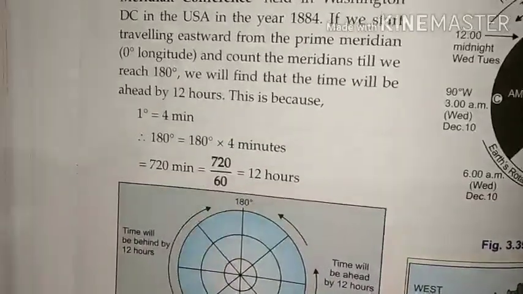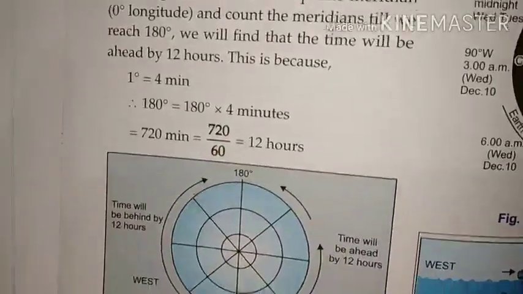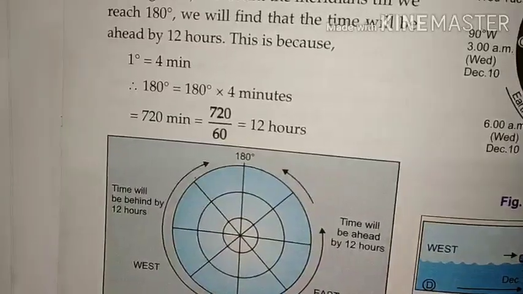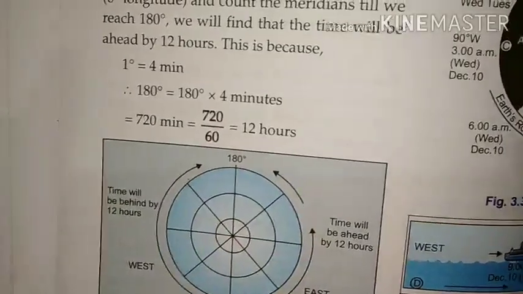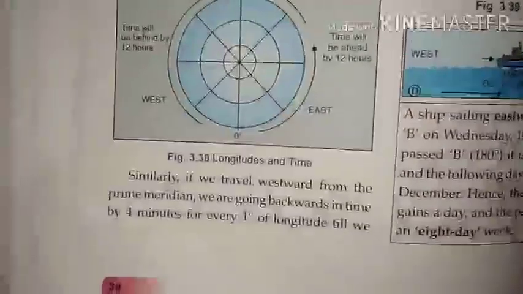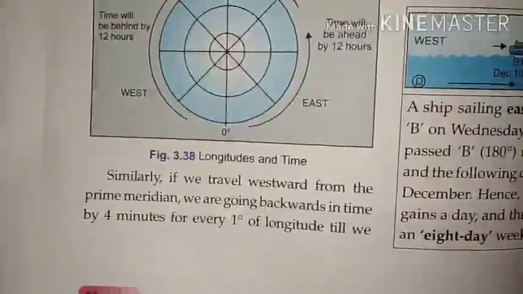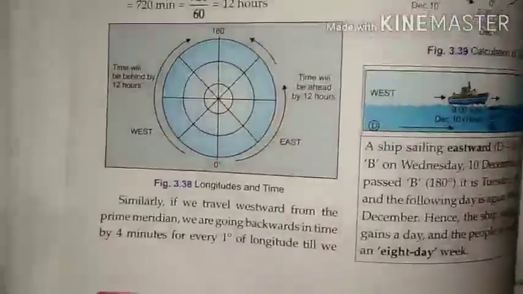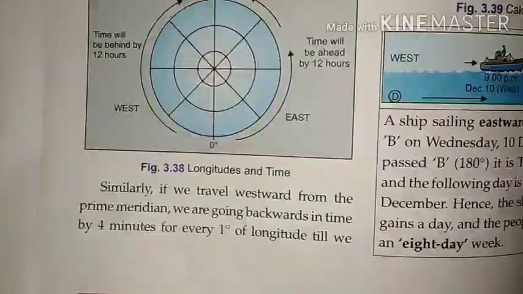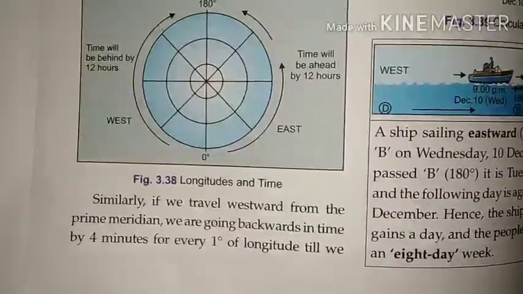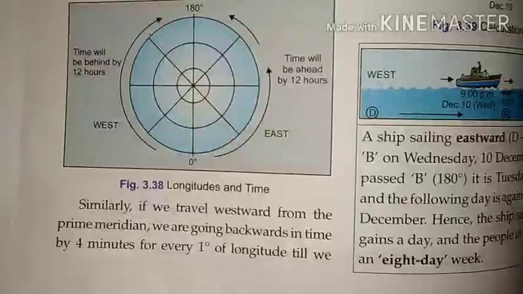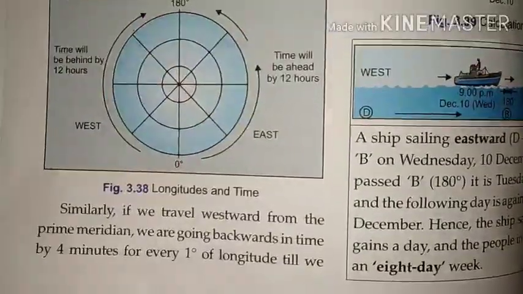According to that, you can see here 1 degree equals 4 minutes, so 180 degrees equals 180 degrees into 4 minutes. That is around 12 hours. So there will be a difference of 12 hours. Similarly, if we travel westward from the prime meridian, we are going backwards in time by 4 minutes for every 1 degree of longitude till we reach the 180 degree longitude.